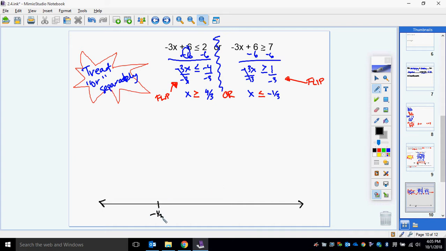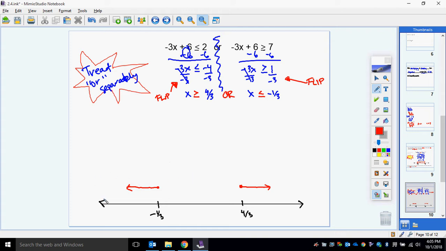I have my negative 1/3 on the left side and my 4/3 on the right side. So x is greater than or equal to 4/3. That means I have a closed circle at 4/3 and I'm talking about the numbers bigger, so the numbers off to the right. Or x can be less than or equal to negative 1/3. So I have this graph going on, which does represent my solutions.